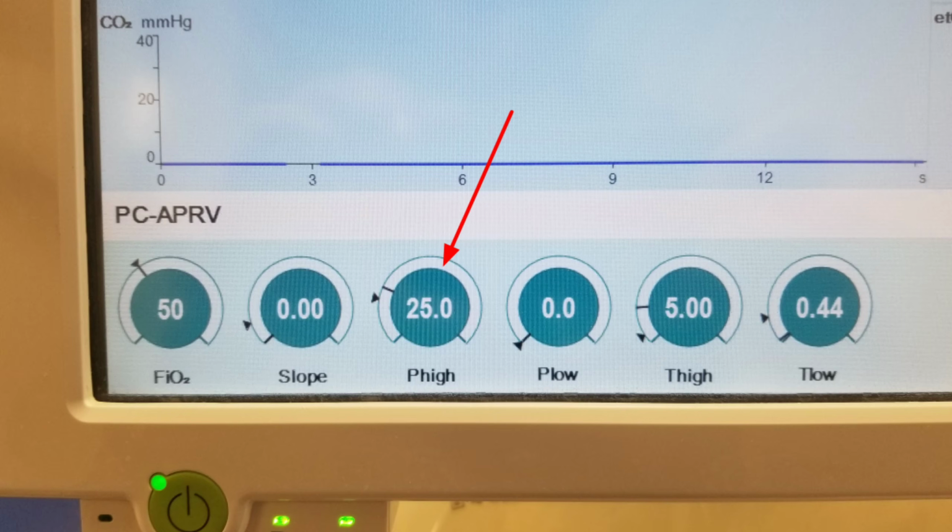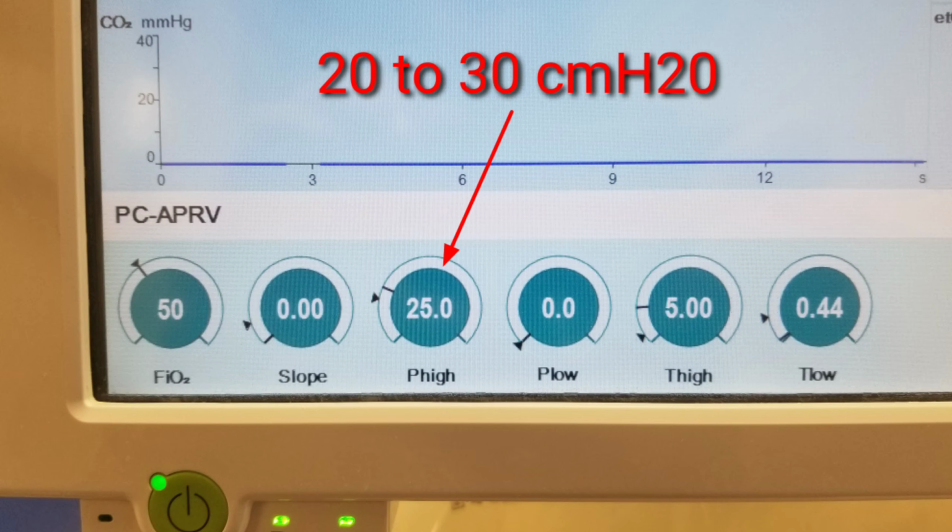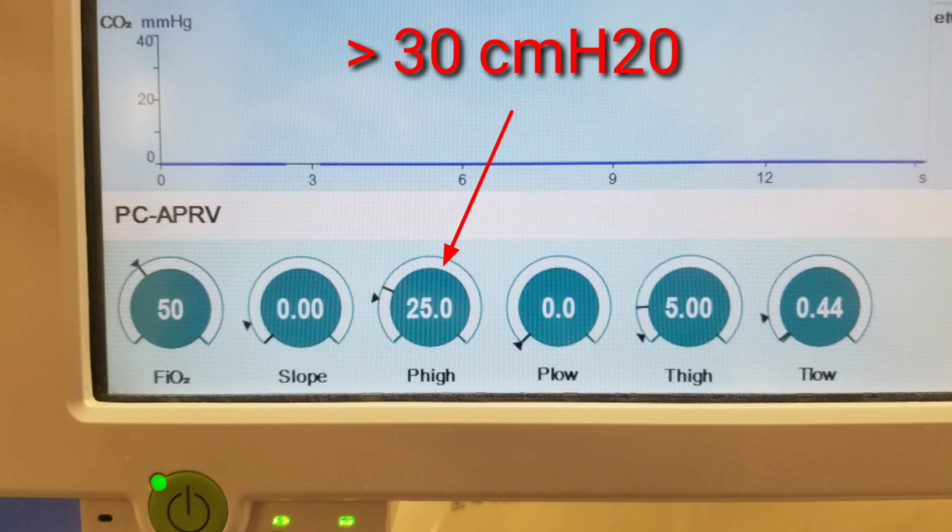But how do we start with initial parameters? On average, the initial P high setting is often between 20 and 30, more so 20 to 25. Keep in the back of your mind that if the patient is extremely obese, it might be necessary to go beyond 30 because of the pleural pressure, the weight of the chest pushing on the lungs.